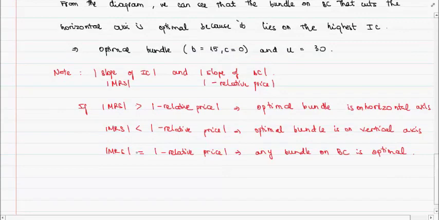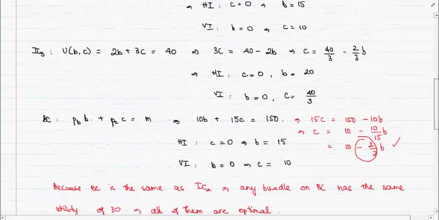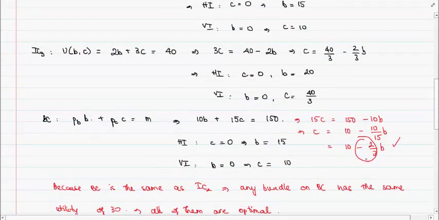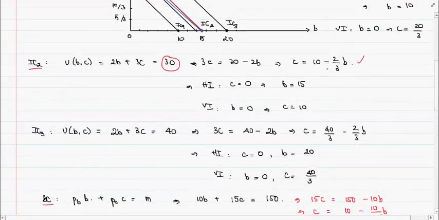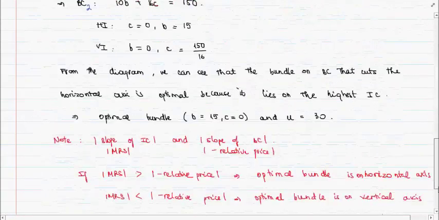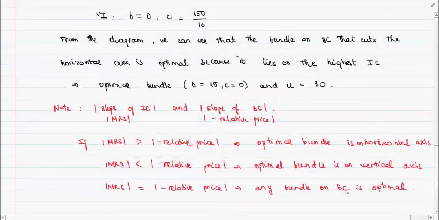So as you can see, the very first case is where the slope of the indifference curve is the same as the slope of the budget constraint. Here is my original budget constraint with a slope of negative 2/3, and the slope of the indifference curves in this case is also negative 2/3. So all the indifference curves have the same slope of negative 2/3. The slopes are the same, and therefore any bundle on the budget constraint is optimal, as you can see on the diagram previously.